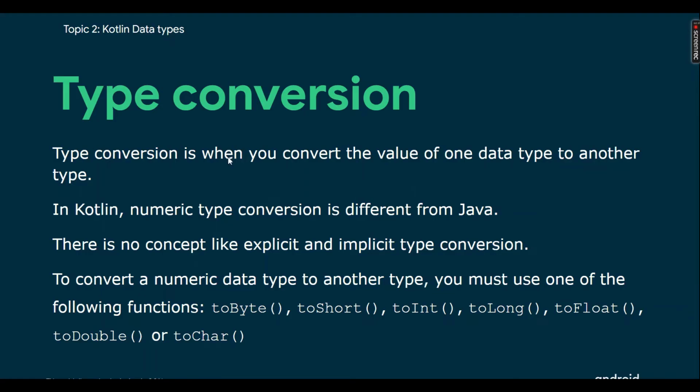Type conversion. Type conversion is when you convert the value of one data type to another type. In Kotlin, numeric type conversion is different from Java. There is no concept like explicit and implicit type conversion in Kotlin. To convert a numeric data type to another type, you must use one of the following functions: toByte, toShort, toInt, toLong, toFloat, toDouble, or toChar.